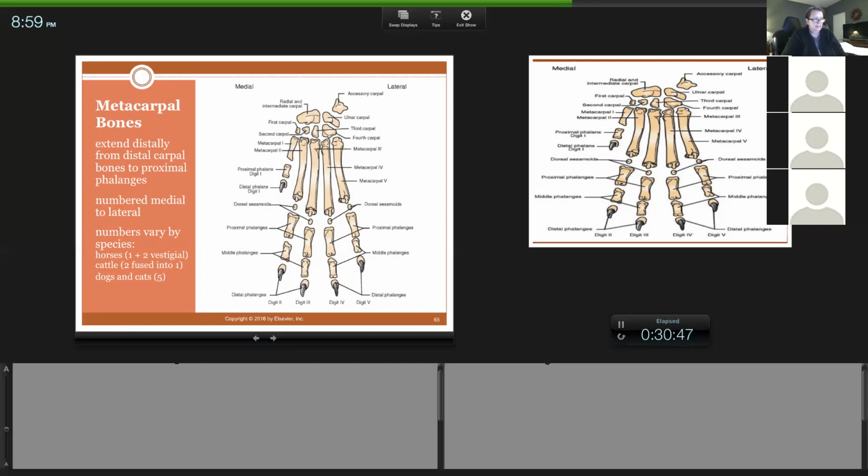The digit pertains to the whole, like for us our whole finger, for the dog it would be the whole toe. In that toe, you have proximal, middle, distal phalanx. And if we were to do a declaw on a cat, we're taking off this end part, and they would only then have P1 and P2. They're abbreviated P and then 1 for proximal, 2 for middle, 3 for distal.